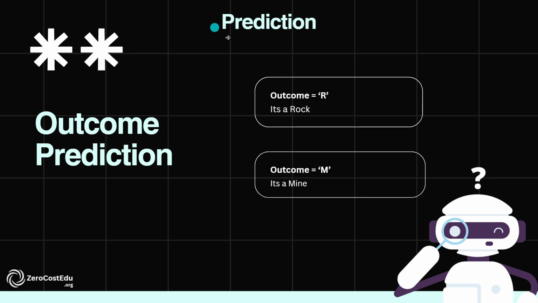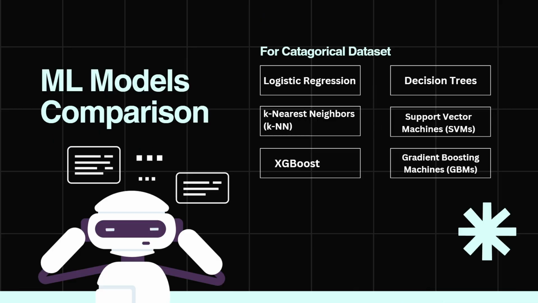On the next one we have prediction. If the outcome is coming as R, it means the object is a rock. But if the outcome is coming as M, it means the object is a mine.